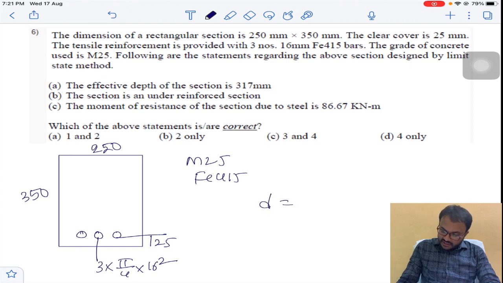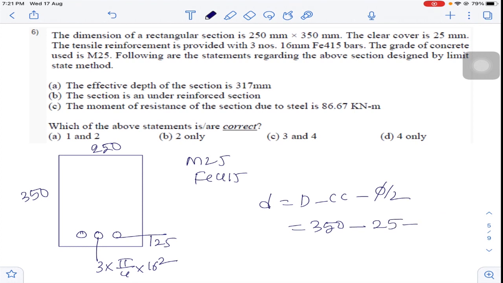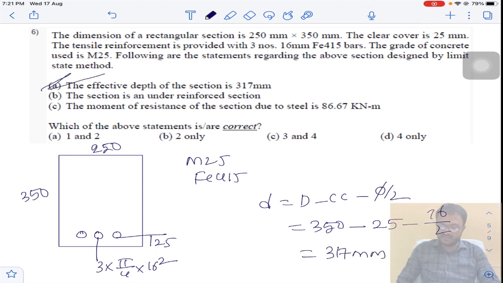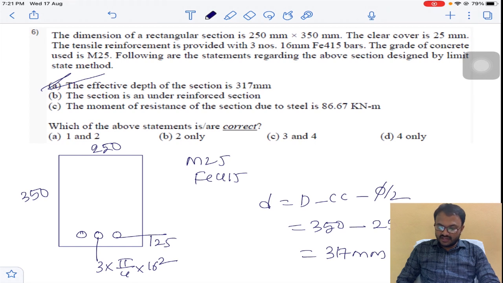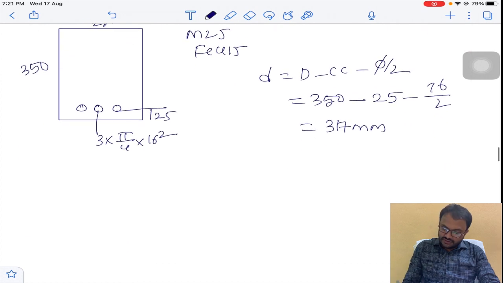Effective depth small d is equal to capital D minus clear cover minus diameter by 2. So small d is equal to how much? 350 minus clear cover is 25, diameter by 2 is 16 by 2. So it will be 317 mm. So the first statement is correct. Now the second statement is whether the section is under reinforced or over reinforced. So to calculate under reinforced or over reinforced, depth of neutral axis we need to calculate.